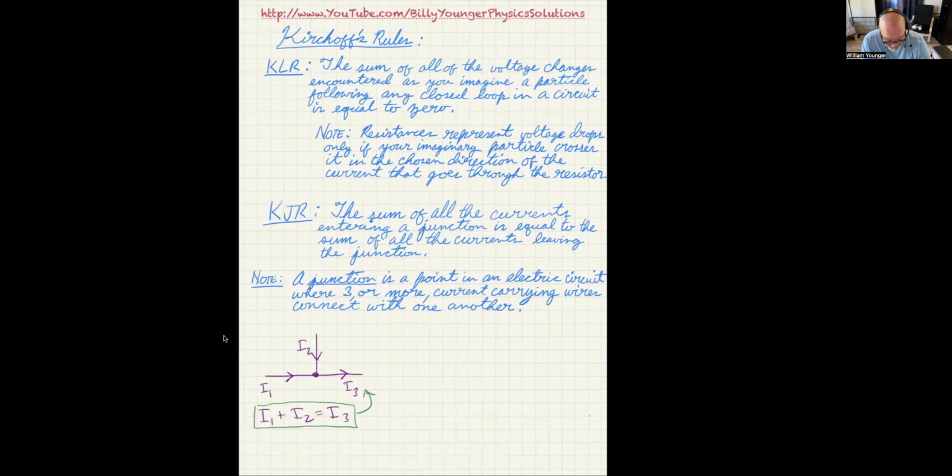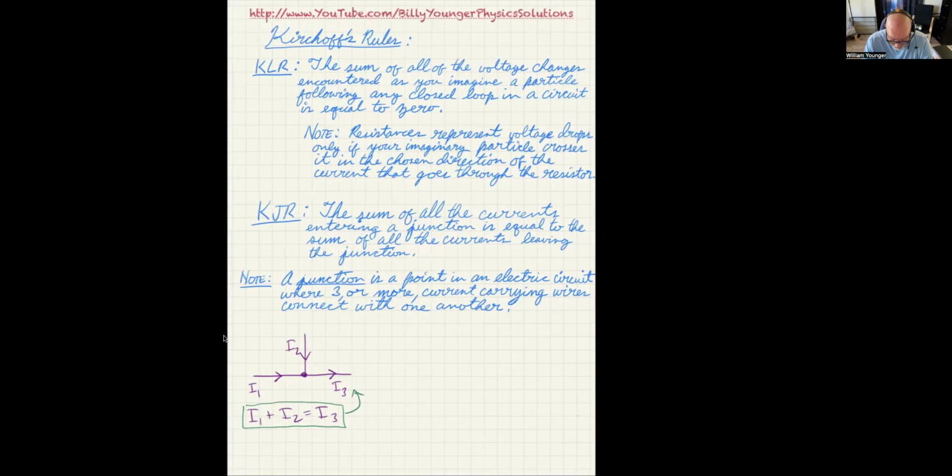You can see not only the junction, but the definition of the junction, which I said was at least three wires coming together. In this case, I've got two that are entering the junction, the little purple dot, I1 and I2, and then one leaving it. According to Kirchhoff's junction rule, the sum of the currents entering a junction is equal to the sum of the currents exiting the junction. I1 and I2 are entering, and the only one leaving is current I3. So it's I1 plus I2 equals I3.